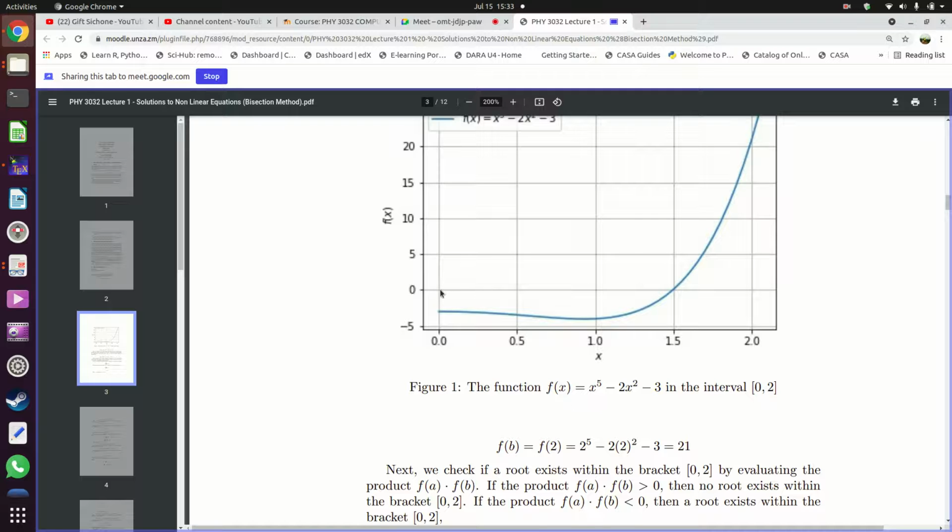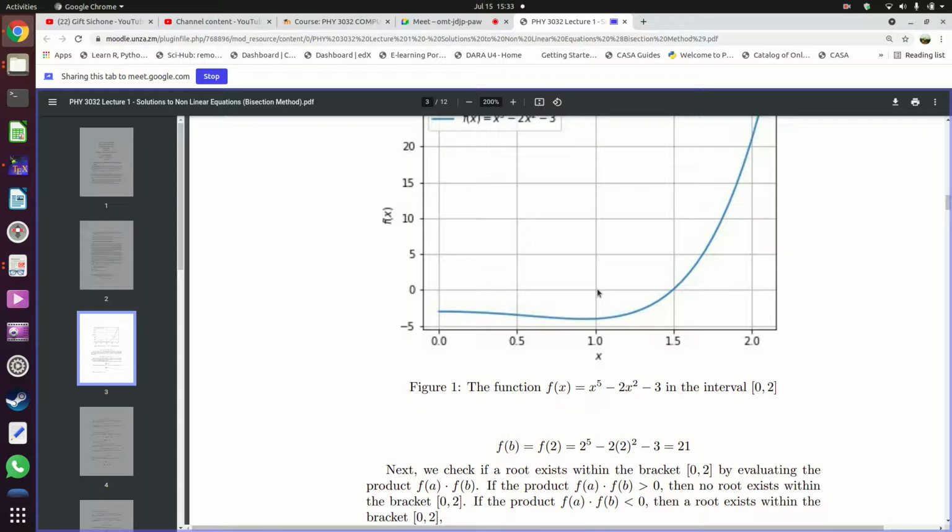So we have 0 this side. We have got 2 this side. Then we've got a midpoint, 1, which is here. So our function at a, which is 0, is minus 3. At the midpoint, it's minus 4. Then at b, it's 21. So you can clearly see that between the midpoint and a, the function is negative. Between here and there, the function has not crossed the x-axis. Do you see that?